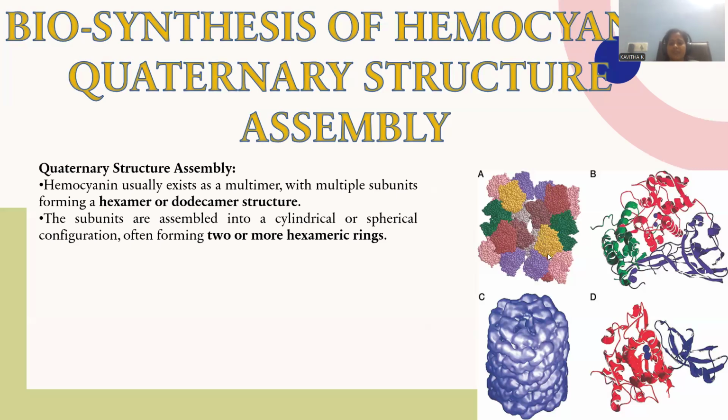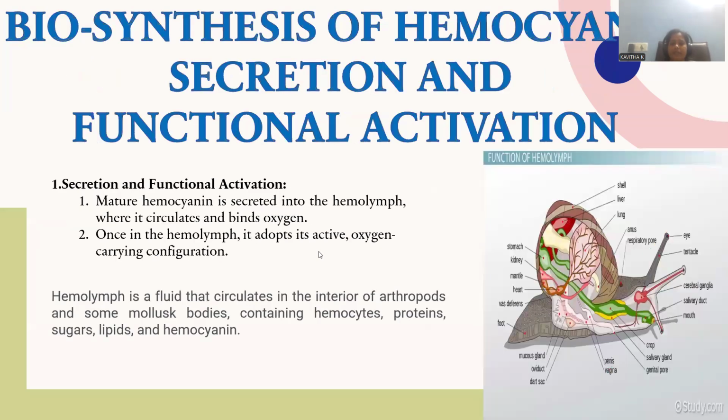The internal structure is manifested over here for the hemocyanin arrangement. This is the way the cylindrical or spherical representation is provided whenever all the units are compacted in either hexameric or dodecameric form. This is the way the quaternary structure assembly is manifested for this hemocyanin. In the biosynthetic pathway, the functional activity will be provided.